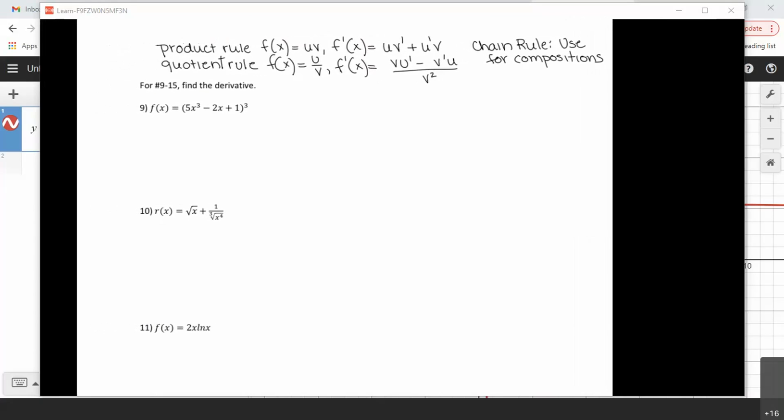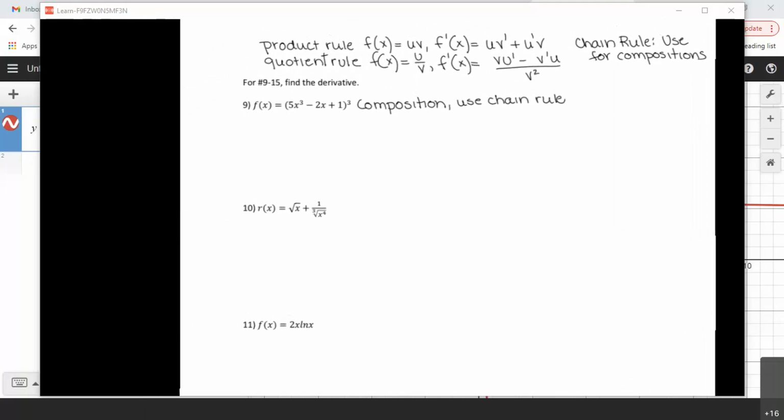It's more important to be able to recognize which rule to use. Once you know what rule to use, actually putting it into practice is pretty straightforward. For example, here I have a polynomial inside a polynomial. It's a cubic inside of a cubic. It's a composition. How do you tell? You have some function inside parentheses raised to a power. So I know I need to use the chain rule. How do I do that?